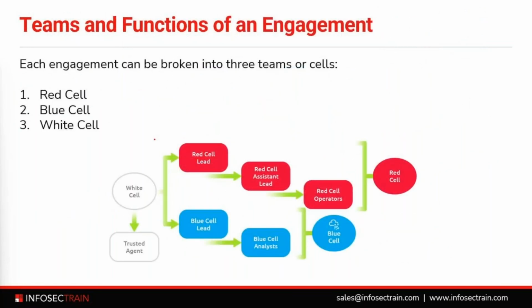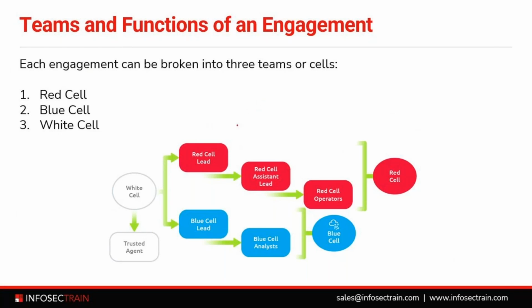Next, we have teams and functions of an engagement. So when we talk about teams and functions of an engagement, we have red cell, blue cell, white cell, or red team, blue team, white team. Now, we are talking about the offensive side, red cell, right?